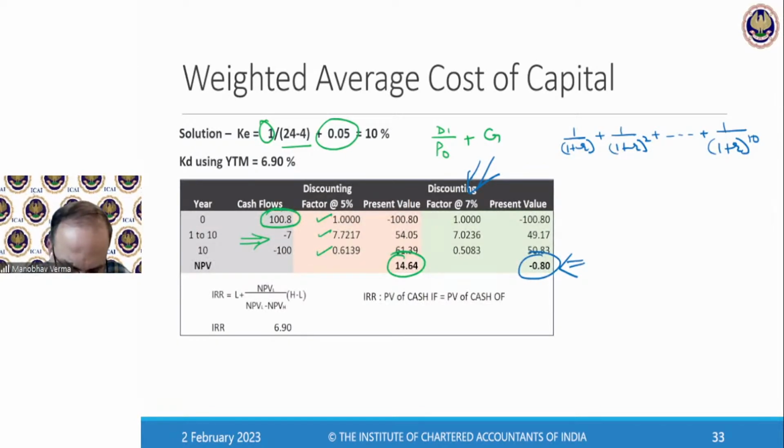Honey says net proceeds, so we reduce the flotation cost from net proceeds. Honey, the net proceeds is the issue price minus flotation cost. Issue price will be the market price, right? 105.